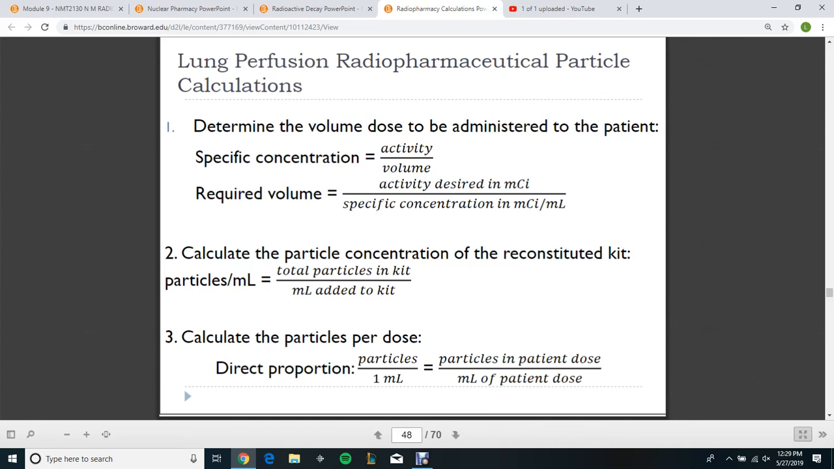2. Calculate the particle concentration of the reconstituted kit. Particles per ml is equal to total particles in kit divided by ml added to the kit. 3. To calculate the particles per dose, direct proportion: particles divided by 1 ml is equal to particles in patient dose divided by ml of patient dose.